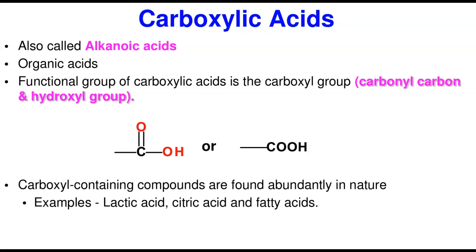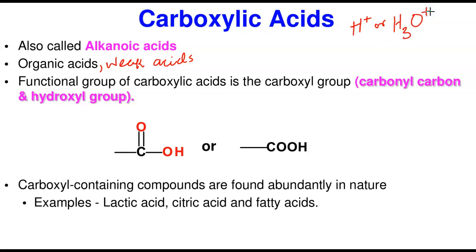Carboxylic acids are also known as alkanoic acids. They are organic acids, usually known to be weak acids compared to mineral or inorganic acids that are strong acids that easily ionize. A weak acid is any acid that ionizes partially, that doesn't give off a lot of the hydrogen ion. Remember, every acid is known by giving off hydrogen, or you can say hydronium ion.